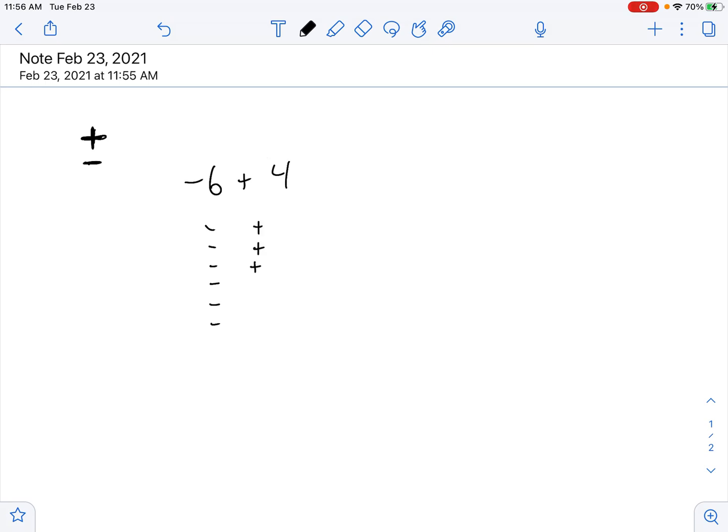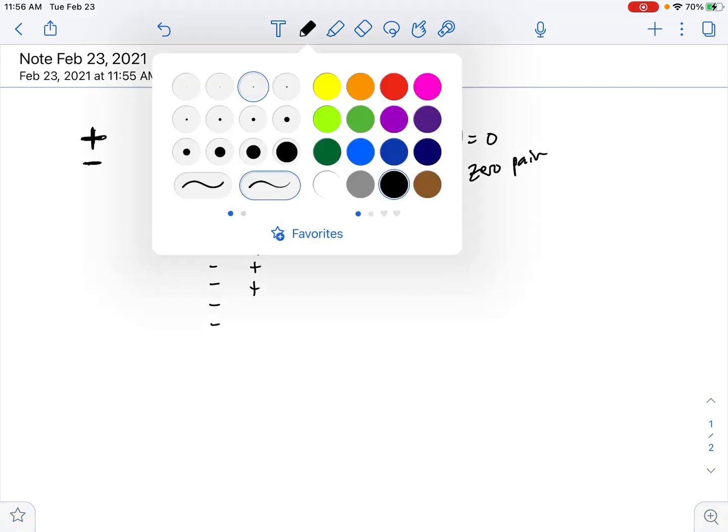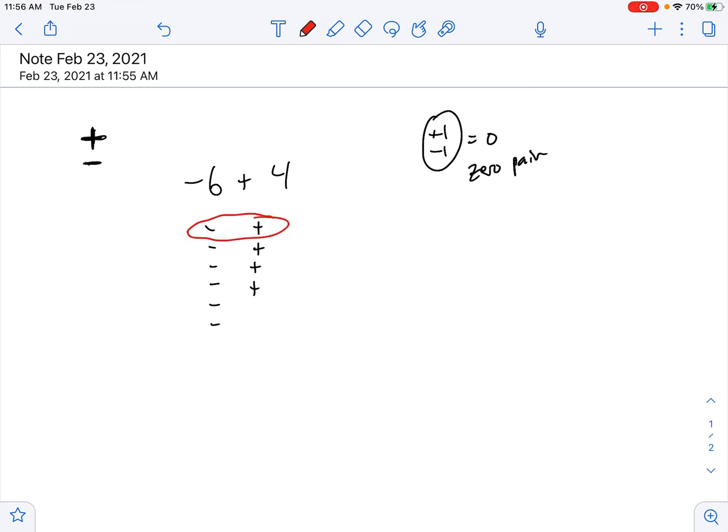1, 2, 3, 4. Now the thing is, when it comes to numbers, +1 and -1 together equals 0. We call that a zero pair. Together they get you to 0. So when I look at this number sentence, I see a zero pair right here, and that equals 0, and that equals 0, and that equals 0. I have 4 zero pairs that clear out, so I'm left with 2 negatives. My model is showing me that on this chipboard, -6 plus 4 equals -2.